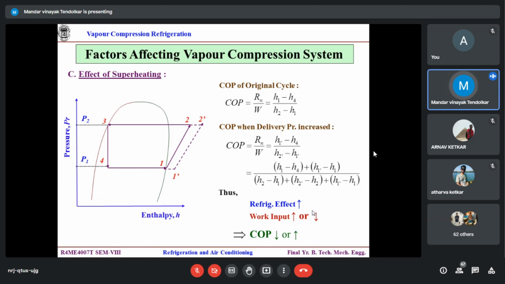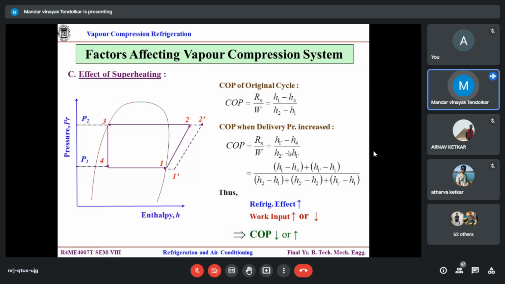So ultimately, what changes is the compressor work. Even though there is an increase in the refrigeration effect, there is an increase in the compressor work also. Refrigeration effect increases: instead of 4 to 1, it is now 4 to 1 dash. But subsequently, H2 dash minus H1 dash also increases. So this compressor work may increase, decrease or remain the same. That solely depends on the values of the pressures. Accordingly, COP may increase, may remain constant, or may even reduce.